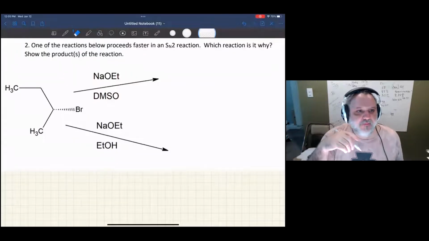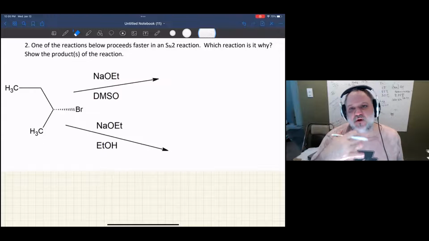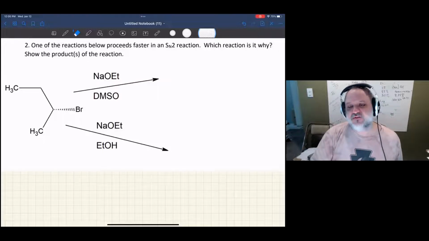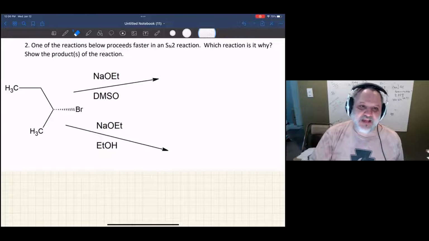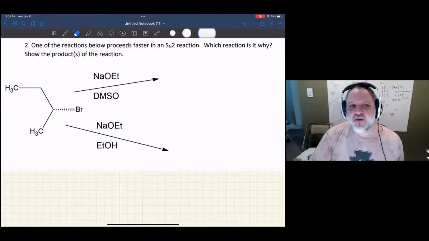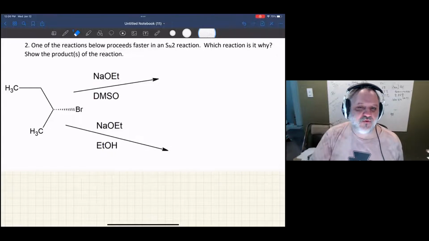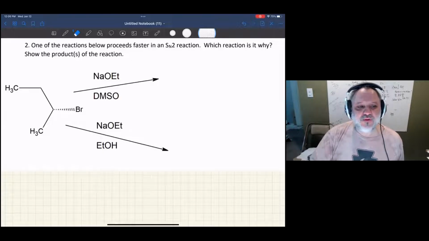Okay, this problem gives us a choice between two reactions, and it says which one of these will go faster in an SN2 reaction. It's not actually saying what will be the mechanism. It is specifically saying, okay, if there is an SN2 reaction, which one of these would be faster and why? And so what's the difference?